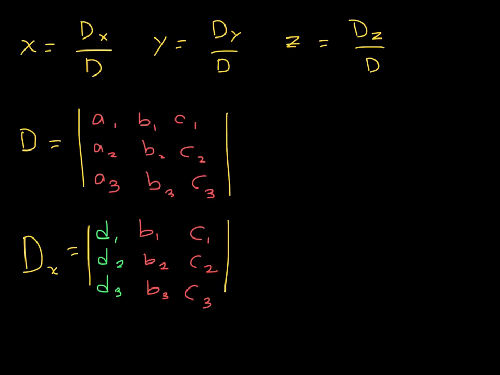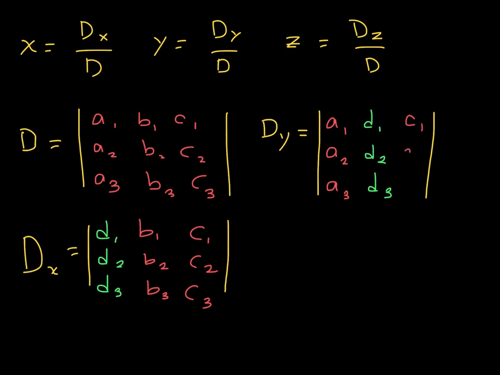So the same is true for D sub Y and D sub Z. D sub Y will be exactly the same as the determinant called D. The only difference is that your constants will now be written in the Y column. See, this is the same as determinant D, except your constants are now in the Y column. This is for finding D sub Y.